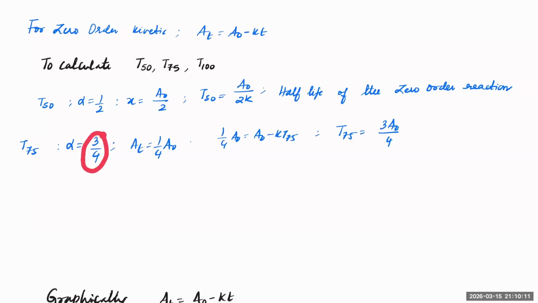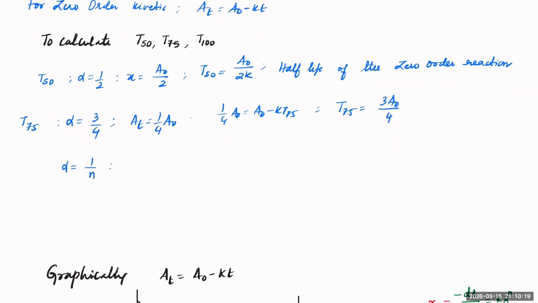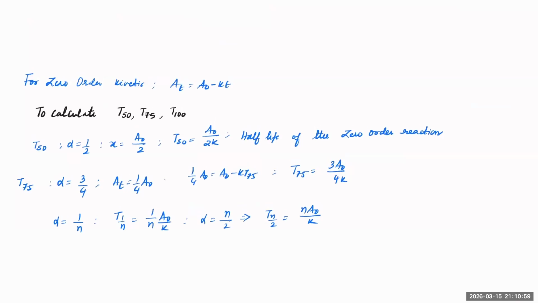So have you noticed that if alpha is 3 by 4, that is the factor I'm multiplying. Therefore, if you have alpha equal to 1 by n, then T of 1 by n will be equal to 1 by n times A naught by k. Similarly, if alpha is equal to, let's say, n by 2, this implies T of n by 2 will be equal to n A naught by k. So please do check, depending upon whatever value we require, we can accordingly get the alpha values and time factors.